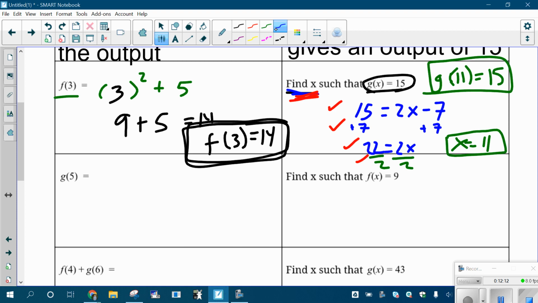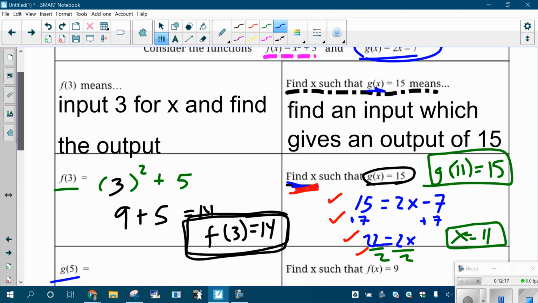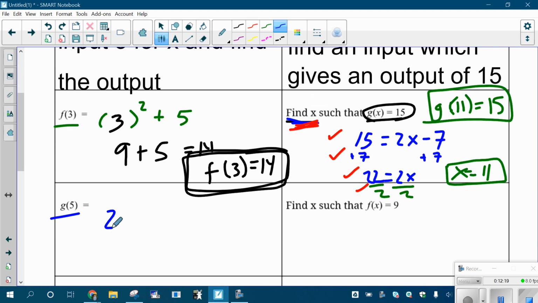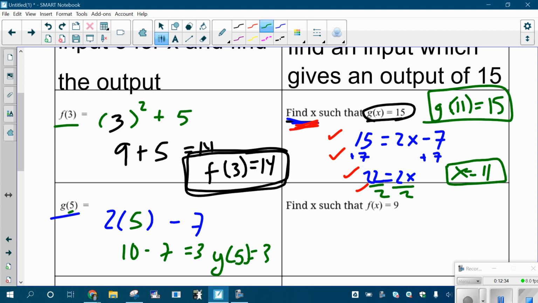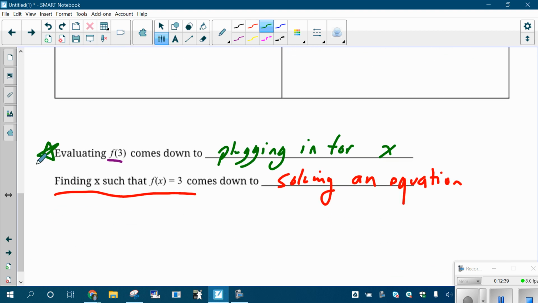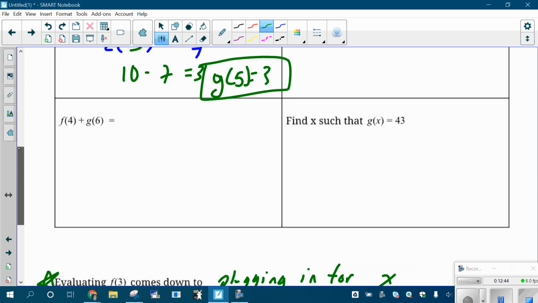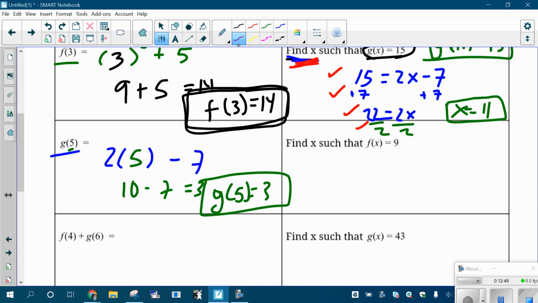Let's do a few more of these together. So how do you do g of 5? Well, you just take your g equation, 2x minus 7. What is it asking us to input in the place of x? Figure out the output. 2 times 5 is 10. 10 minus 7 is 3. When you input 5 into g, you get out 3. That was easy peasy. That was evaluating a function, g. That was just evaluating it.